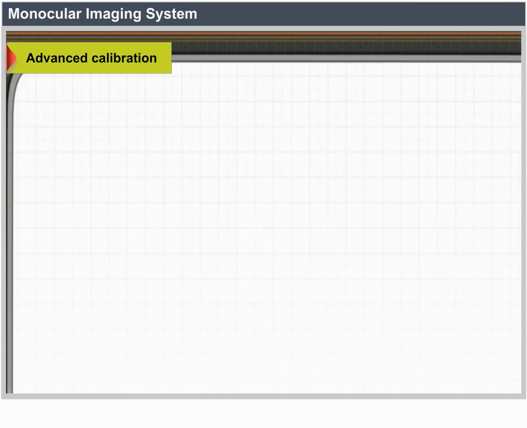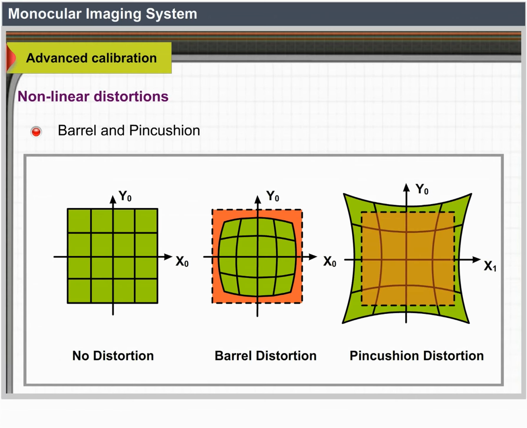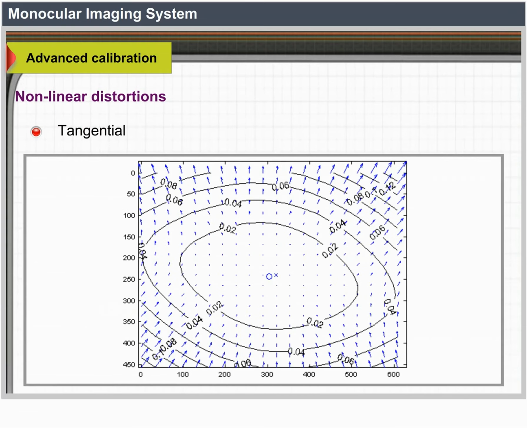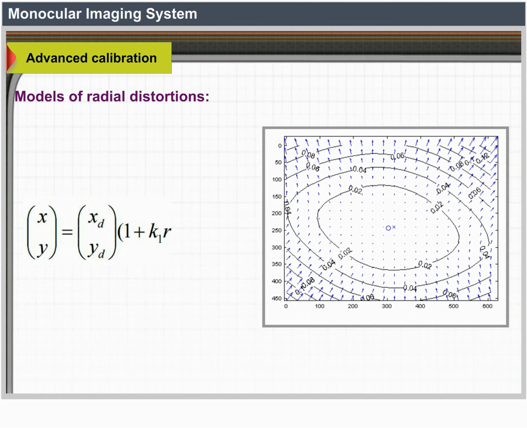Advanced calibration. Nonlinear distortions: barrel and pincushion. Tangential. Models of radial distortions. Please refer to the matrix and the diagram on screen.